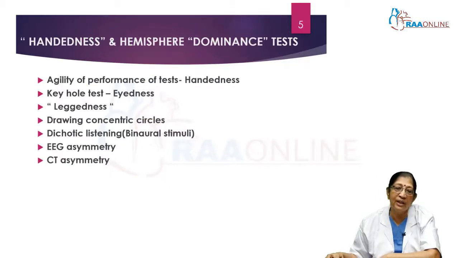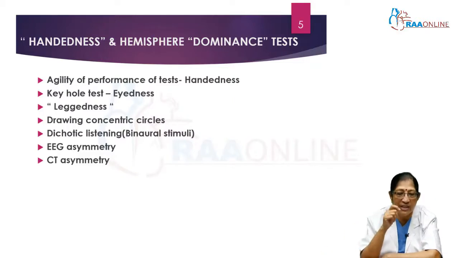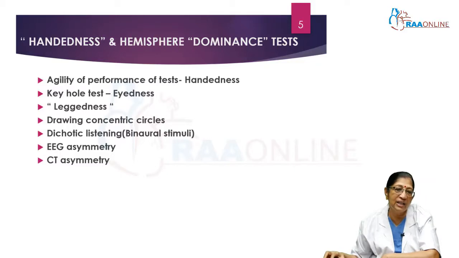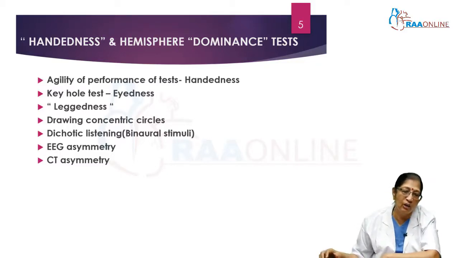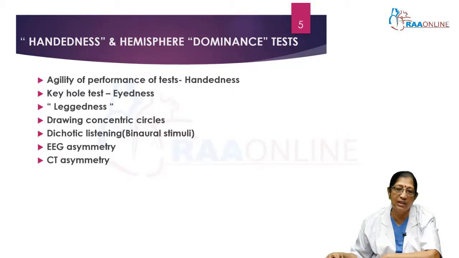This is very important in assessment because handedness and hemispheric dominance tests have to be done to understand where the language area is. So, agility of performance of tests will all depend on the handedness. If you give a keyhole and ask a patient to see, you can see the eye-headness, whether the person is looking with the right eye or with the left eye. Leg-headness by hitting a ball, drawing concentric circles with right hand or left hand, dichotic listening with binaural stimuli. And then EEG can show some asymmetry and CT also can show asymmetry.